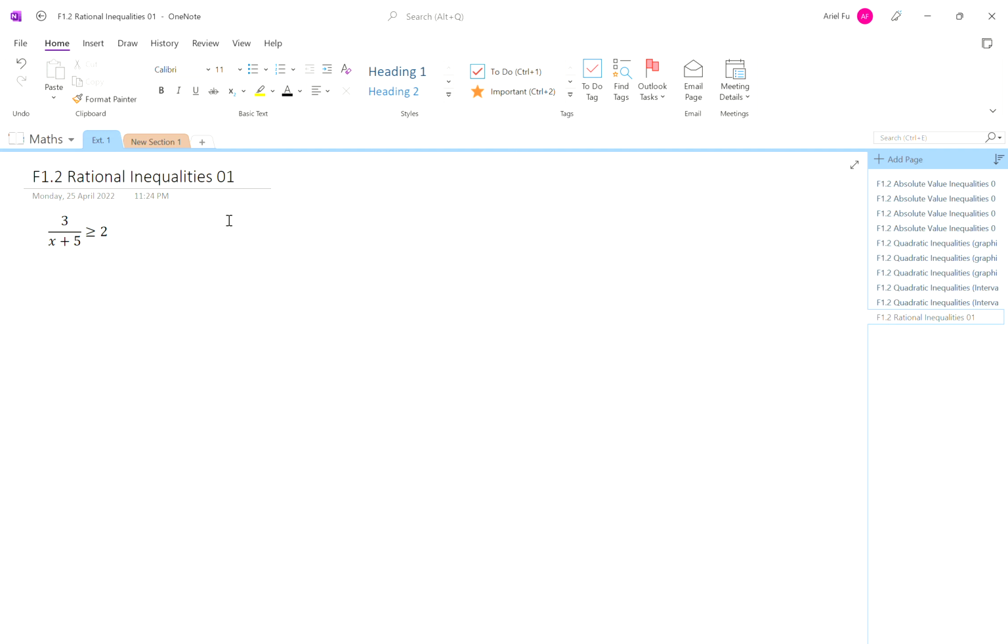To solve rational inequalities, we're using the same steps as all the other inequalities we have done. So step 1, let's ignore the inequality sign. If that is the case, that means I've got 3 over x plus 5 equals 2, and we're going to try and solve this to see what x value we yield. That means you get 3 equals 2x plus 10, and you get negative 7 equals 2x, and x equals negative 7 over 2.